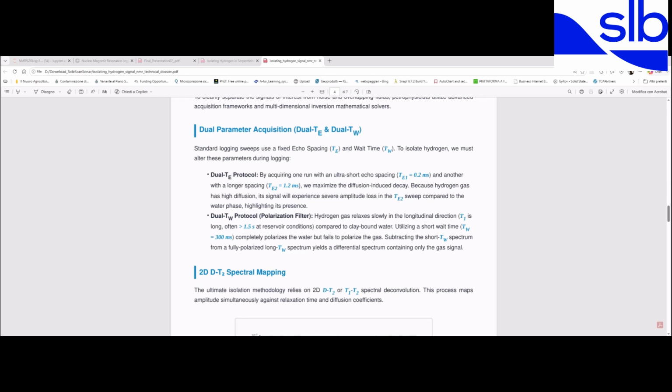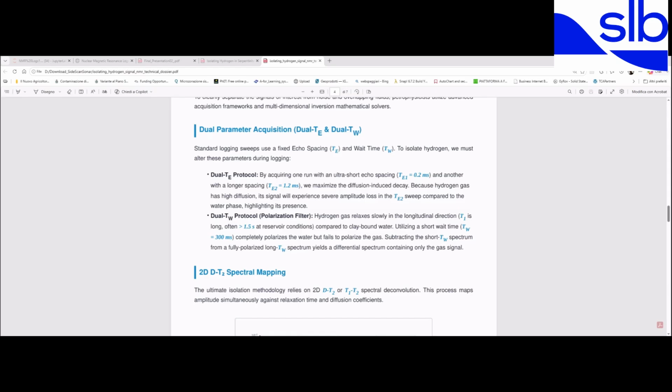parameters during logging. Dual TE protocol: acquire one run with an ultra-short echo spacing, which needs to be under 0.25 milliseconds, and another with a longer spacing time. With this, we maximize the diffusion induced decay. Because of hydrogen gas's high diffusion, its signal will experience severe amplitude loss in the T2 sweep compared to water phases present. Next, the dual protocol polarization.